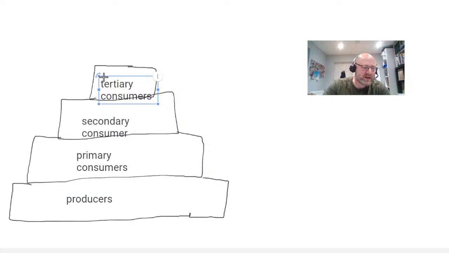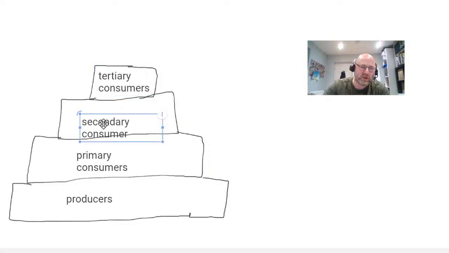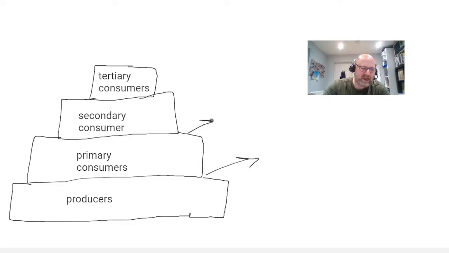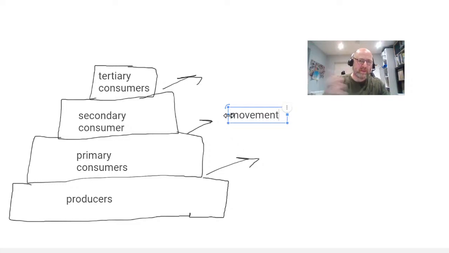So guys, do you know why each trophic level or energy level of a pyramid gets smaller? You need to know that energy is lost at each stage. So you have energy loss through respiration. Now the energy lost, if it's an animal, you could talk about movement.